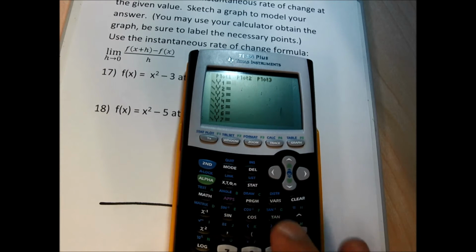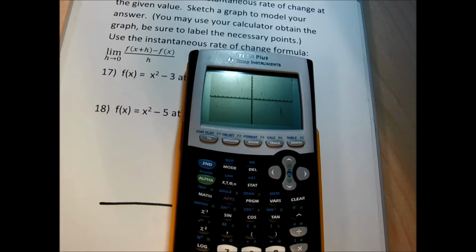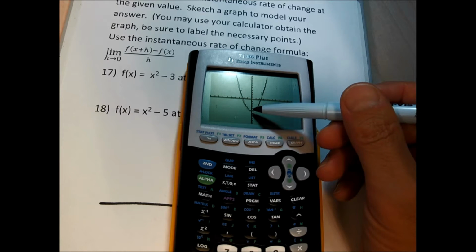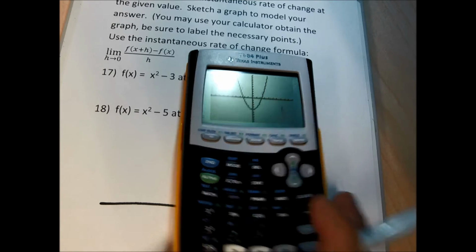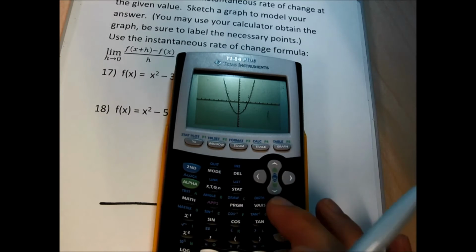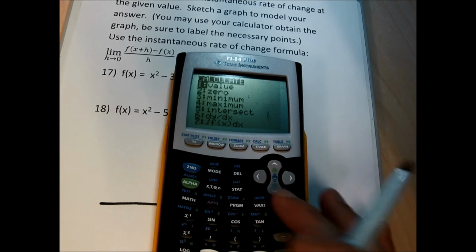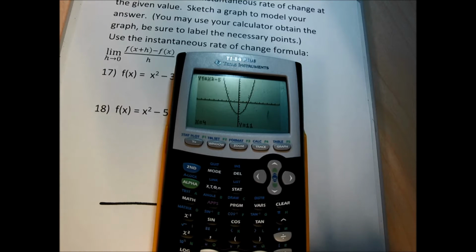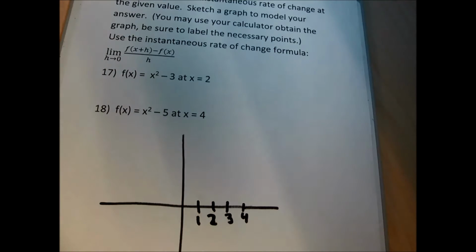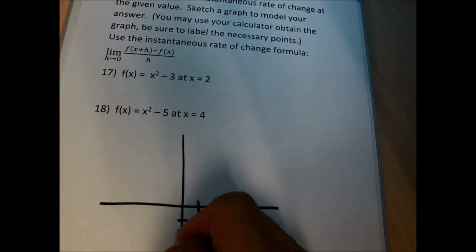So I'm going to graph x squared minus 5. And standard window is probably fine. The vertex is at 0, negative 5. I can just count down on that. And in addition to labeling the point 0, negative 5, I'm going to find the point that has 4 as its x value. So I'm going to go second calc value, type in 4. So I'm going to label the point 4, 11 as well. So I'm going to label the point 0, negative 5, and 4, 11, and be done with my calculator for a little bit.